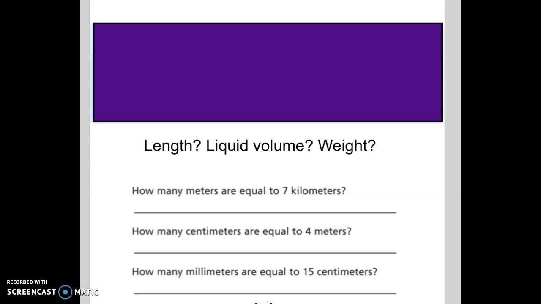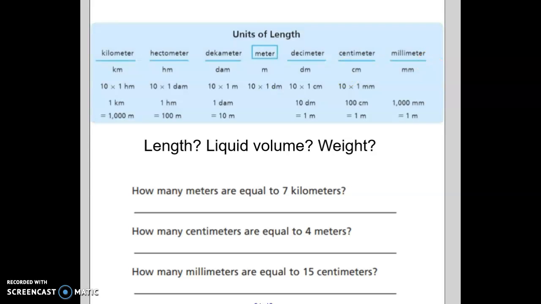What are we measuring here? If we're using meters, are we measuring length? Are we measuring liquid volume, or are we measuring weight? We're measuring length because meters are the measurement that we use for length. So there's our chart. So now we can answer these questions using this chart. How many meters are equal to 7 kilometers? Well, there's 1,000 meters in 1, so there's 7,000 meters in 7. Okay, getting easier as we understand these charts.